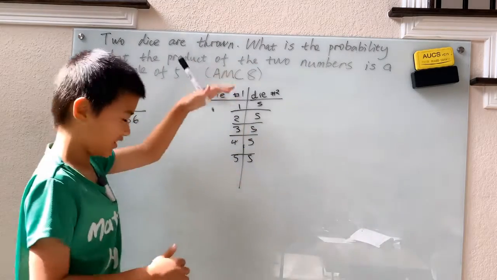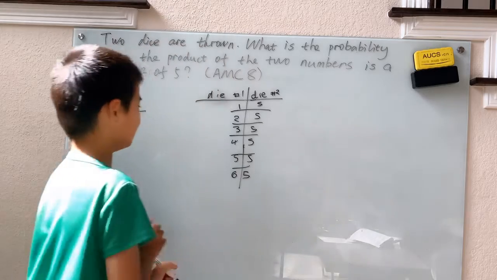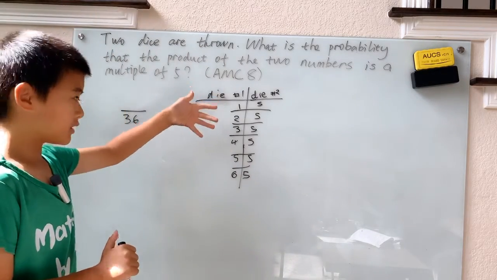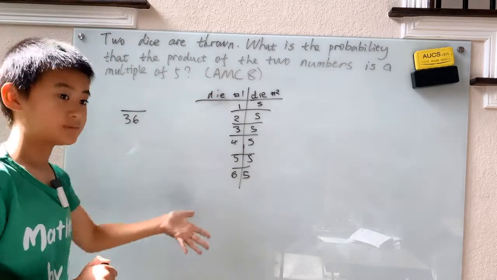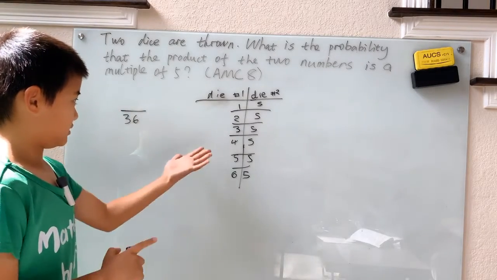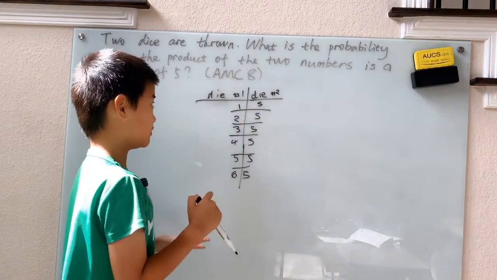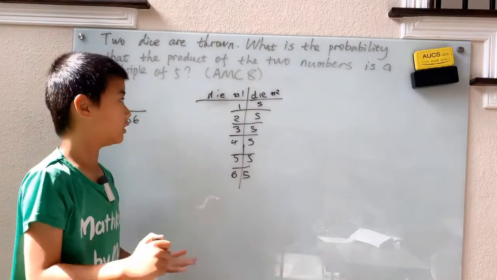Okay, this is a very tall chart, but you have a lot of possibilities. Now we're going to stop here and just say we have 6 possibilities. We have 6 out of 36. But what if we roll die number 2 first? It's not like we have to roll die number 1 first.